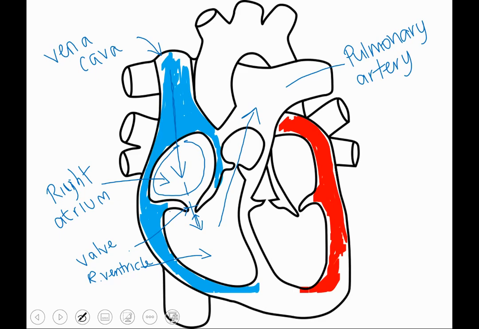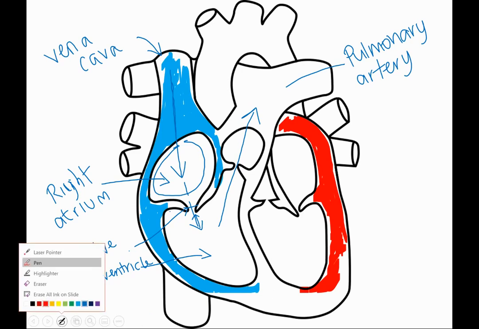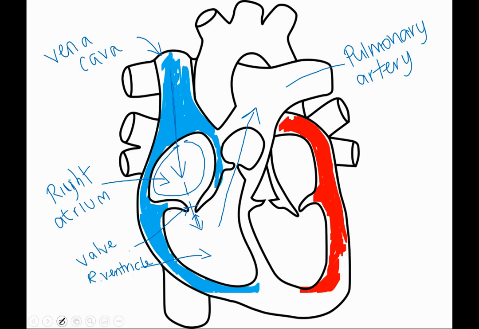Okay, so that's the whole right-hand side of the heart. The blood has now gone off to be oxygenated at the lungs, and then it's going to come back. So when it comes back, it's going to be oxygenated. So this time it's going to come in here, and then it's going to be pushed out here. I hope you can see that. So it comes in sort of from the outer edges and it gets pumped out of the middle.